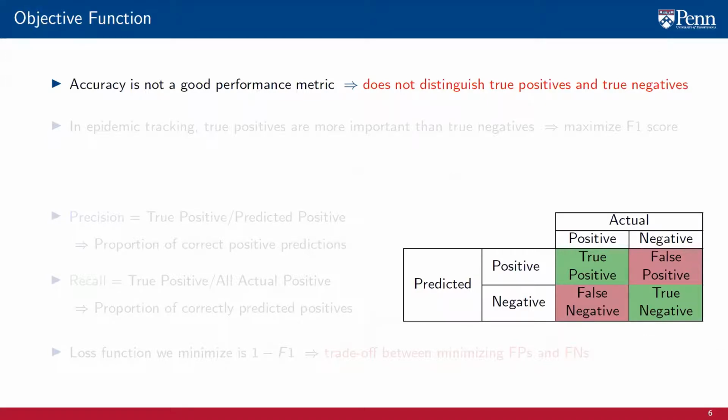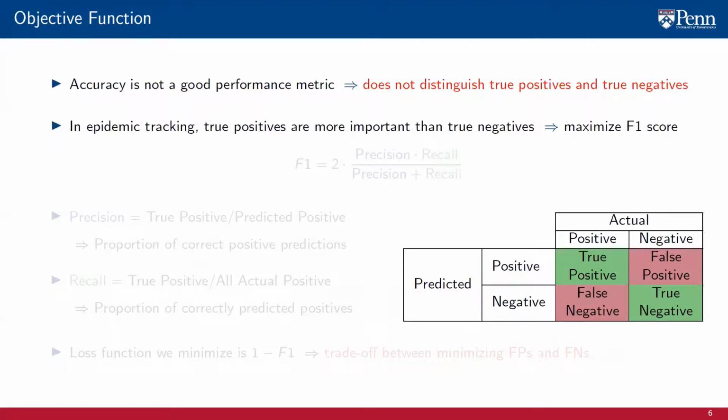In the context of node classification problems, accuracy is usually the go-to performance metric. However, in this particular problem, it is not a good choice. When trying to maximize accuracy, usually by minimizing the cross-entropy loss, one only penalizes misclassifications without distinguishing between true positives and true negatives. In epidemic tracking, it is essential to capture all the infected people. Thus, true positives are more important than true negatives, which is why we choose to maximize the F1 score.